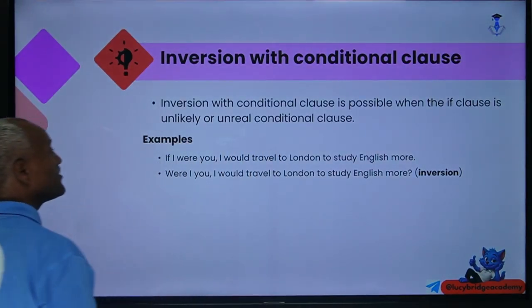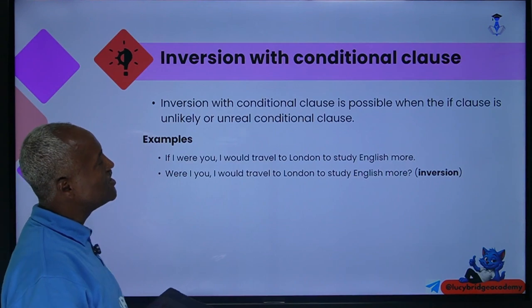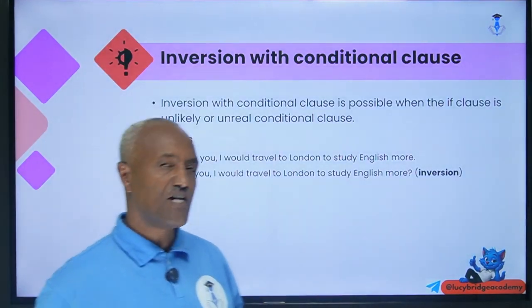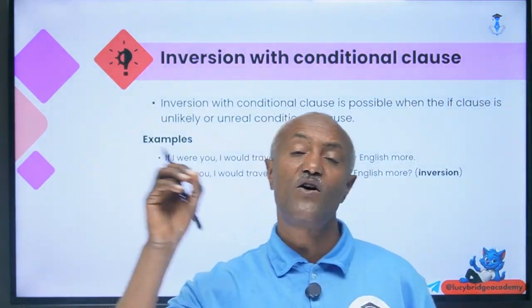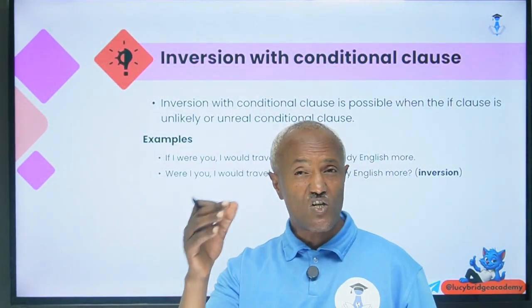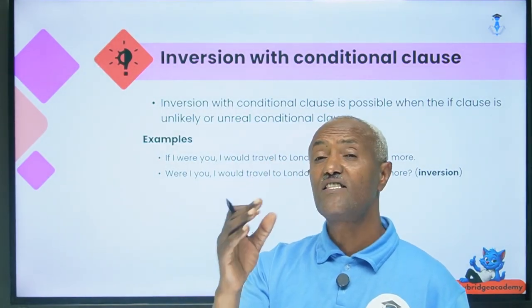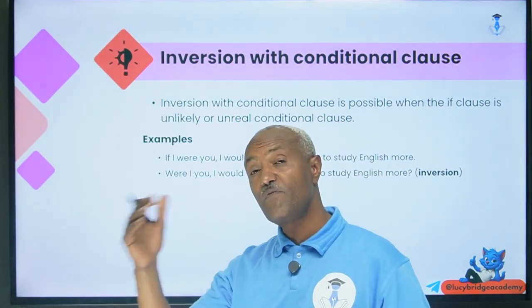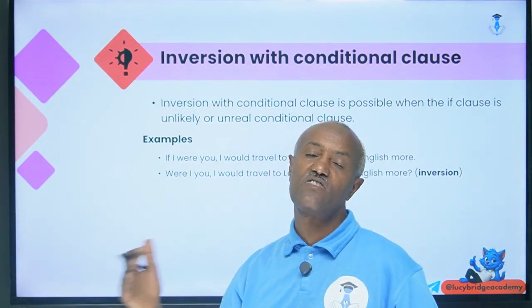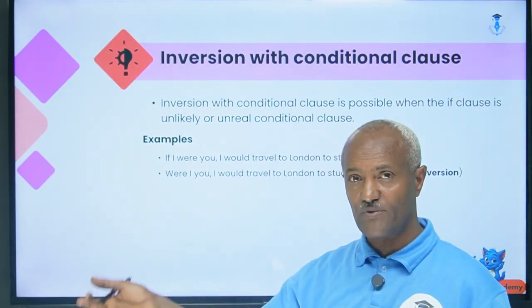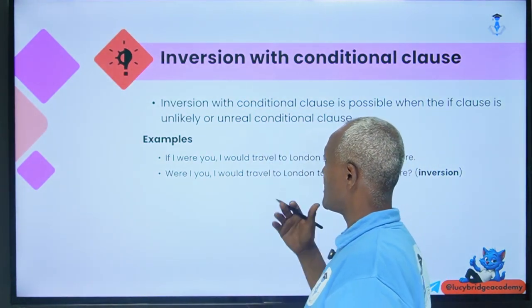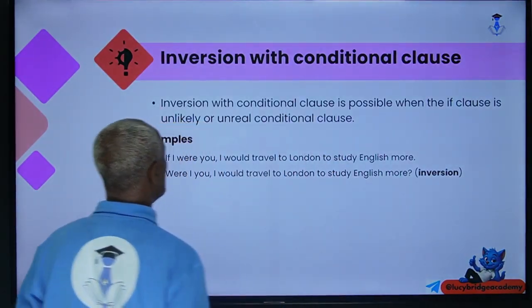The other important point that you are requested to be familiar with is inversion. There is inversion with conditional clauses. You remember at the beginning we touched on inversion. The concept is that when a negative word or phrase begins a sentence, inversion takes place. That means the auxiliary verb comes before the subject. This is what we touched on. But different from that, we also have inversion with conditional clauses, even if it is not negative.